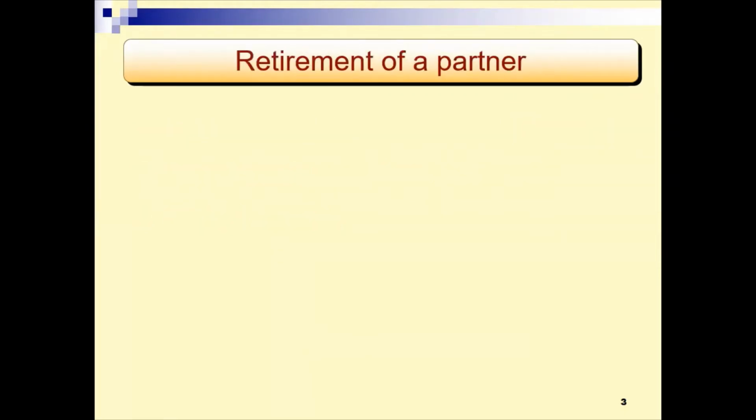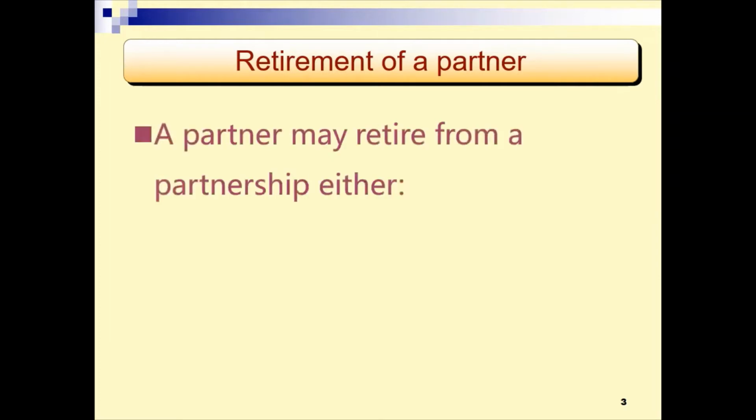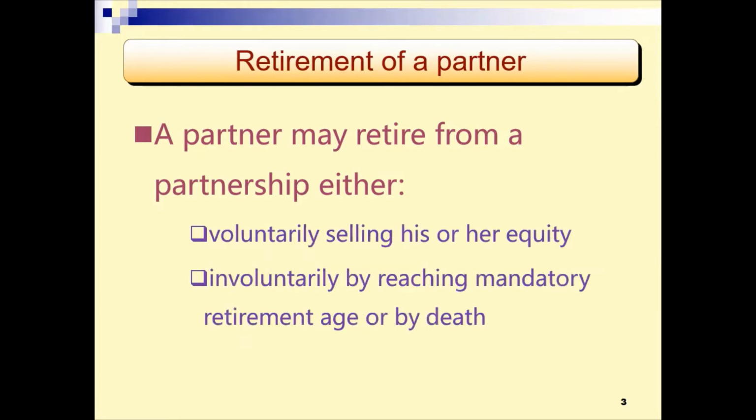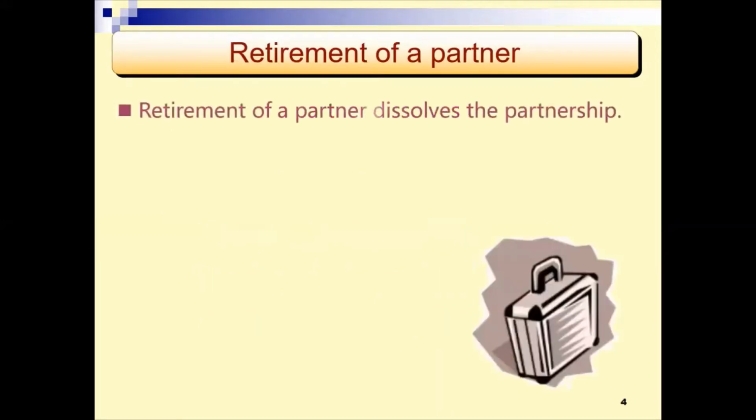Let us start looking at the various concepts that we shall be considering in this particular lesson. A partner may retire from partnership either voluntarily by selling his or her equity in the partnership, or a partner may retire involuntarily, and this is by reaching the mandatory age, in case the partnership has a mandatory age at which a partner needs to leave the partnership, or by death. In that case of retirement of a partner, the partnership is considered to be dissolved. So upon retirement of partner, a partnership is considered to be dissolved.